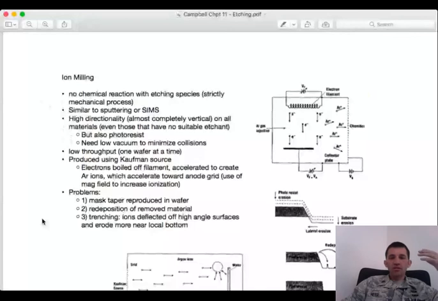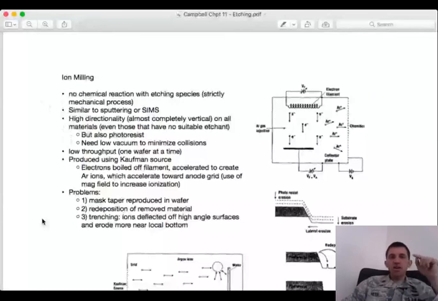However, ion milling can have some problems, some complications, right? The first is that you are going to be basically etching uniformly over everything. So if I have a taper in my photoresist, with this region where it's tapered, I'm going to etch through this part here where it's thinner before I etch through this thicker part, which means that eventually, before I etch away this layer, I'm going to start etching away the substrate below it. So I'm going to reproduce this taper in my substrate if it exists in my photoresist.